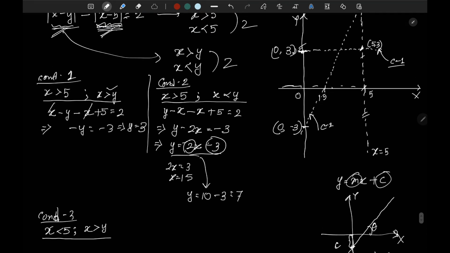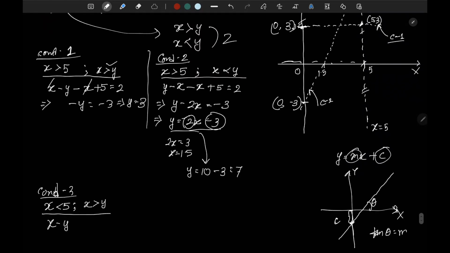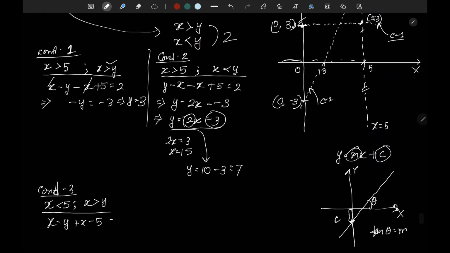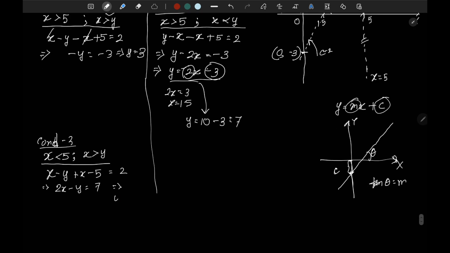Okay, so it will become what? Your x minus y, and you have plus x minus 5 equal to, what do you have? 2, right? So this is 2x minus y equal to 7, or y equal to 2x minus 7. Again it is in the form of y equal to mx plus c, and your m or slope is 2, and this is minus 7, which is the intercept, right?